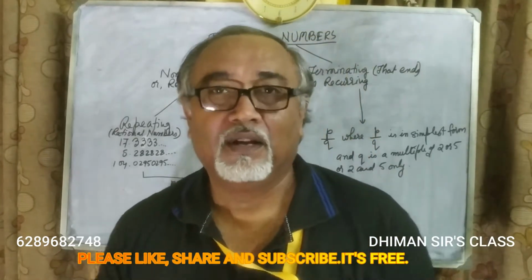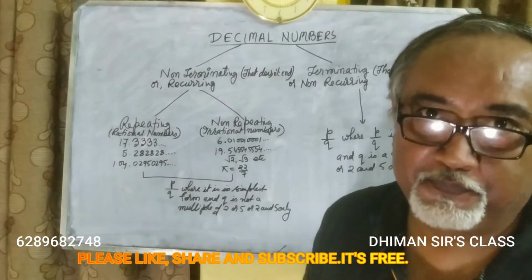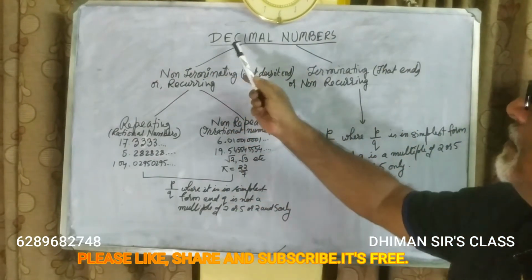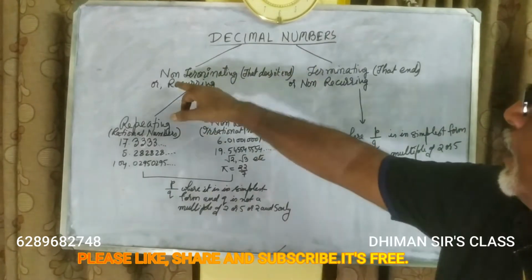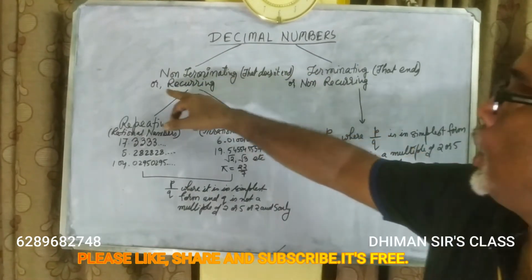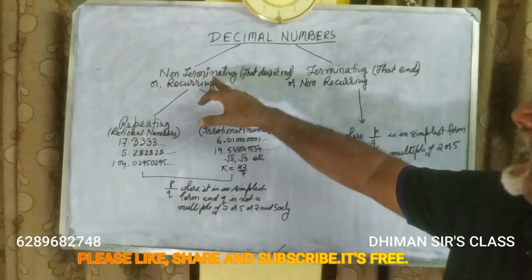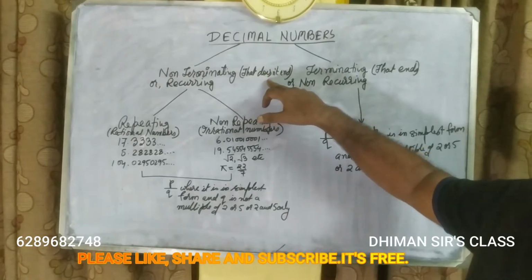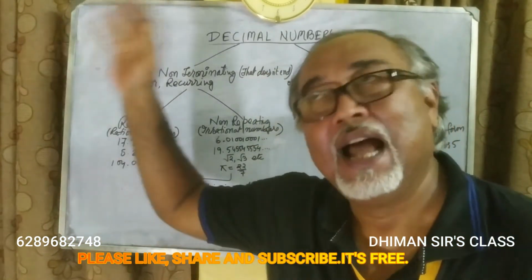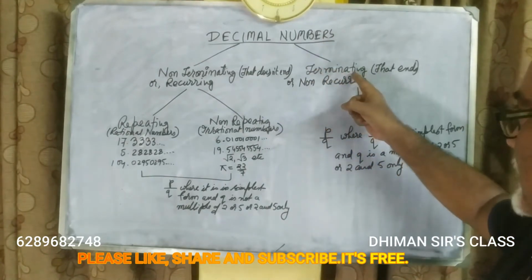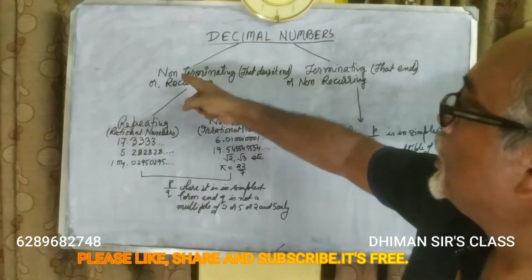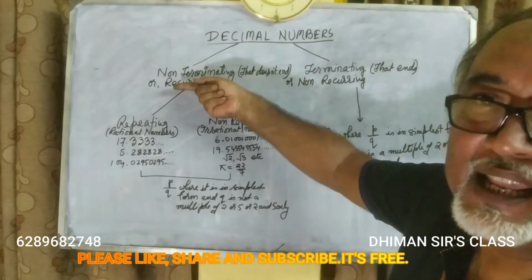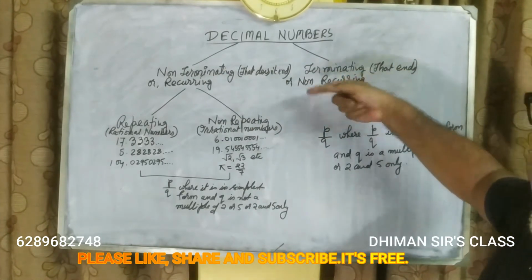Okay, now let us start decimal numbers. Now see, decimal numbers can be divided into two parts. Decimal numbers are of two types. One is non-terminating or recurring. Non-terminating means that it does not end. There is no end of it. And the second type is terminating or non-recurring. Non-terminating is called recurring, and terminating is called non-recurring.